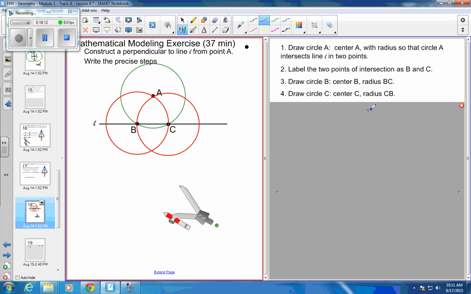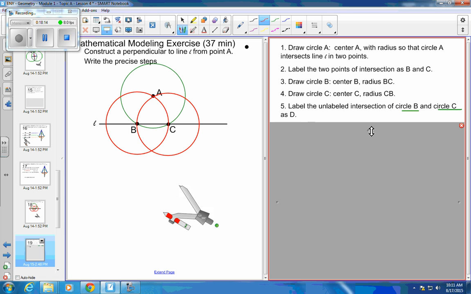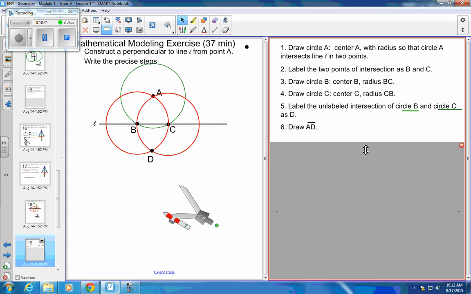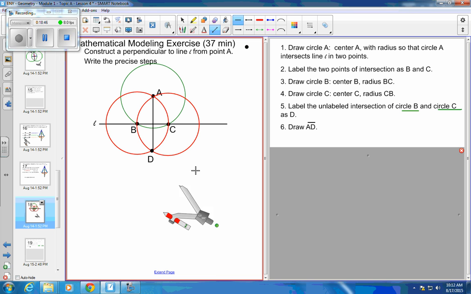So the next thing to do is label my intersection again. I'm going to label this intersection down here as point D. Oops, I keep doing that. There we go. Labeling that intersection as point D. And then you can see pretty clearly that if I draw this segment right here, it should be a perpendicular line to line L, and that is in fact my last step here. So I'm going to draw AD, and AD is perpendicular to line L.